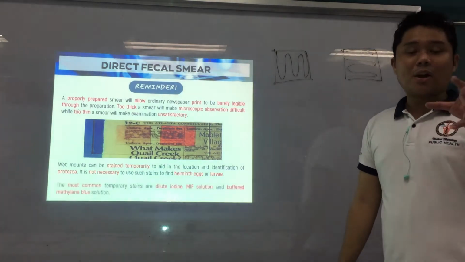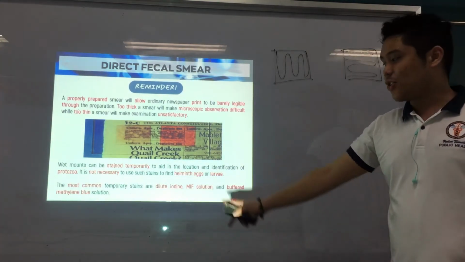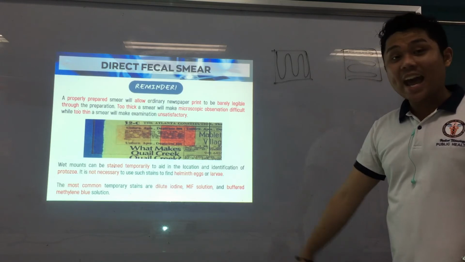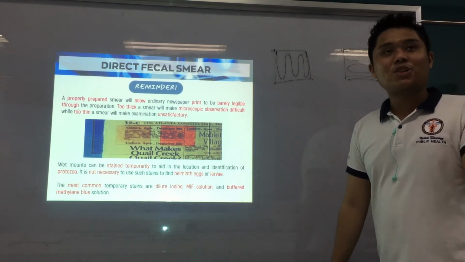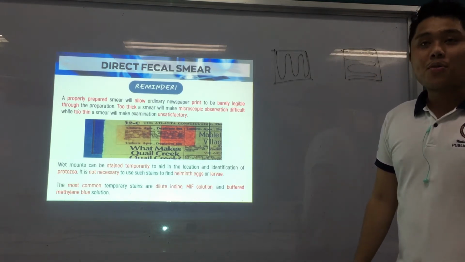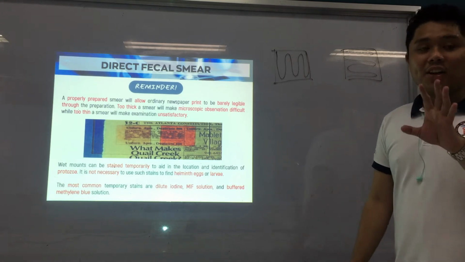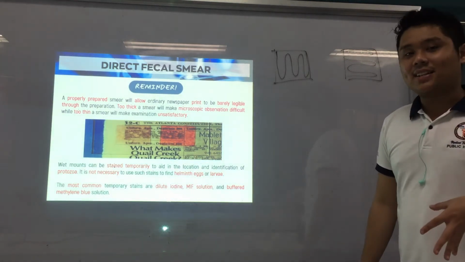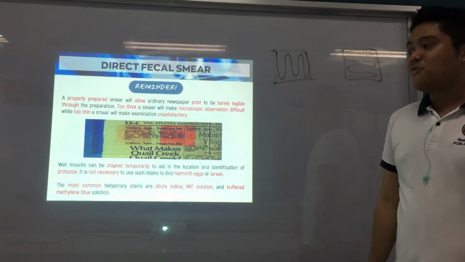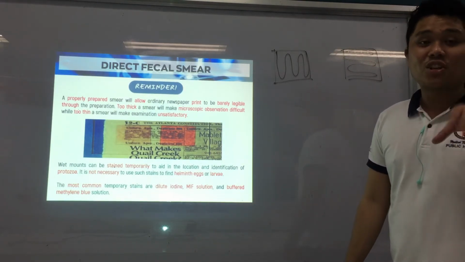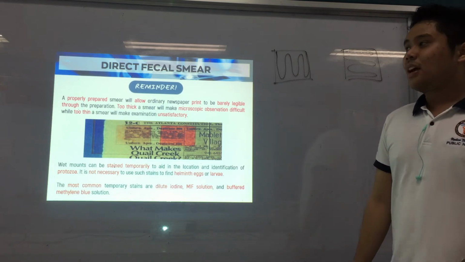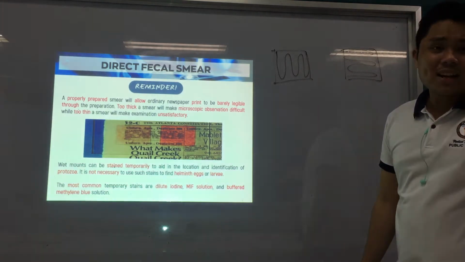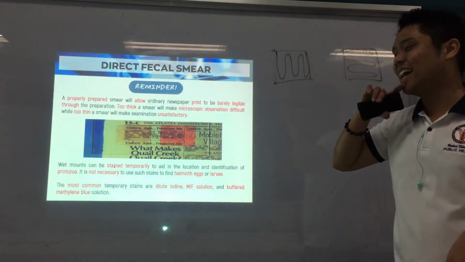Some of the temporary stains that can be used are dilute iodine and your MIF solution. In our lecture on preservatives for stool, merthiolate iodine formaldehyde has iodine and merthiolate, so it can act as a fixative and as a stain. And you also have buffered methylene blue. Again, these are just temporary stains, temporary lang, like me. Charot.